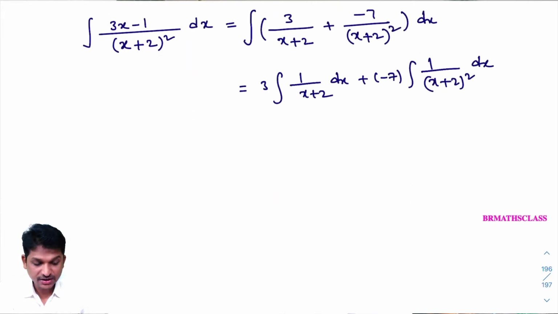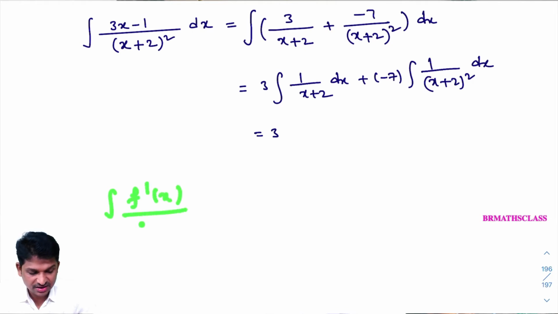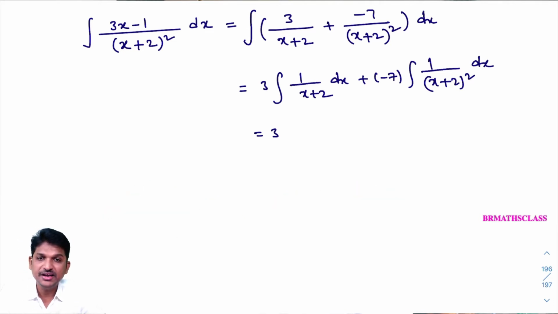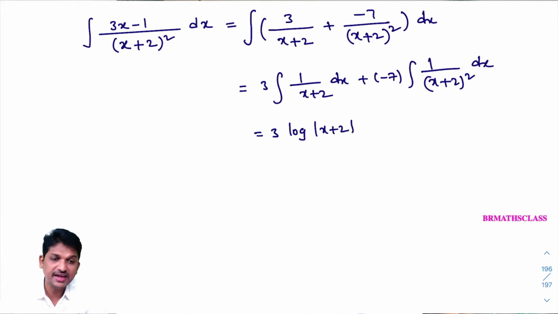Now I need to integrate this. That equals 3 times of, what is the derivative of x plus 2? Derivative of x plus 2 is 1. Derivative of x is 1, derivative of 2 is 0. Numerator is the derivative of the denominator. So you know this formula: integral of f dash of x divided by f of x dx equals log mod f of x plus c. You learned this in module number 3. We are in module number 8 now. As numerator is the derivative of denominator, you can write its answer directly: log mod x plus 2. I hope you are understanding.